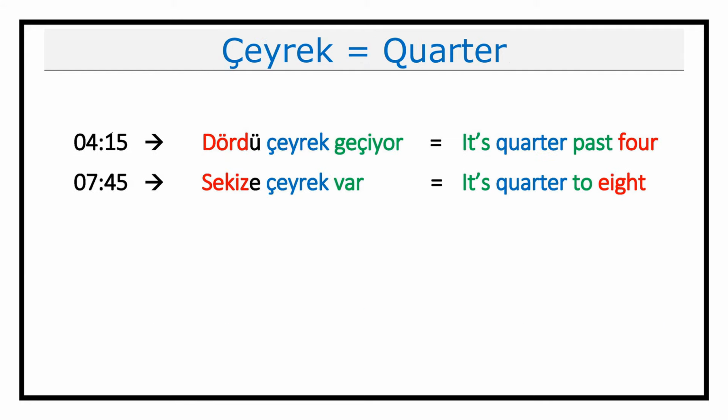Just one more note before we finish. Same as in English, you can use the word çeyrek, which means quarter, to replace the word 15. For example, 4'ü çeyrek geçiyor. It's quarter past 4. 8'e çeyrek var. It's quarter to 8.